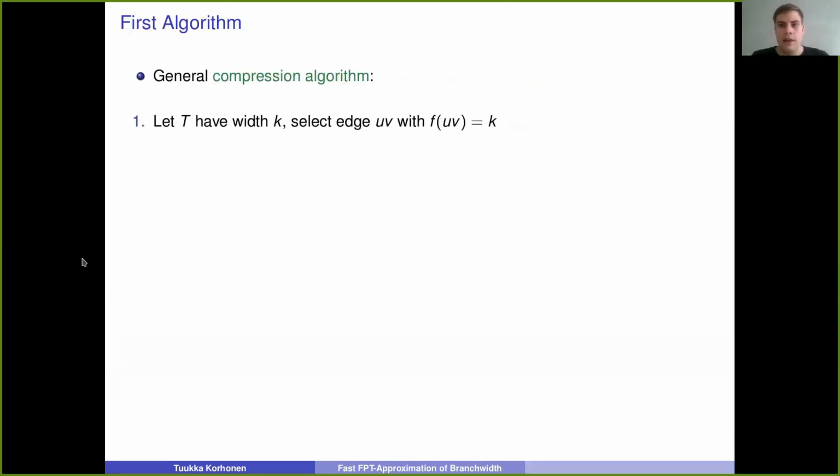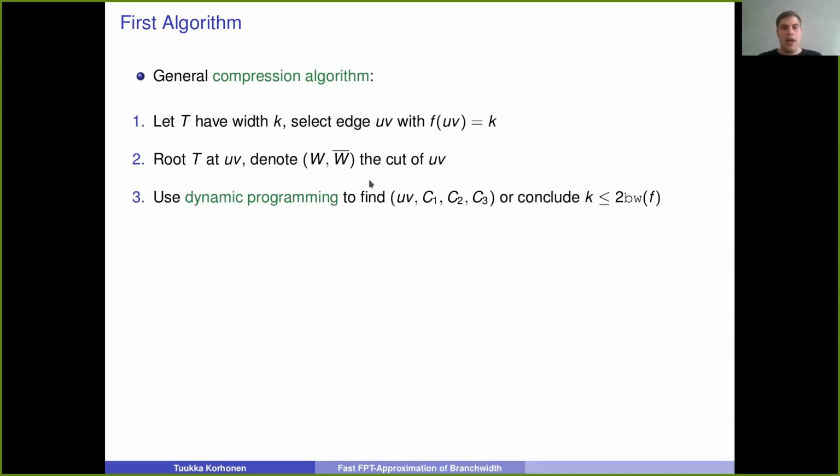Okay, so then this gives some quite directly some algorithm for approximating branch width. So let's say we have some branch decomposition of width k, and we select some heavy edge that causes this width. So now we root this decomposition on this edge, and denote by this the cut.